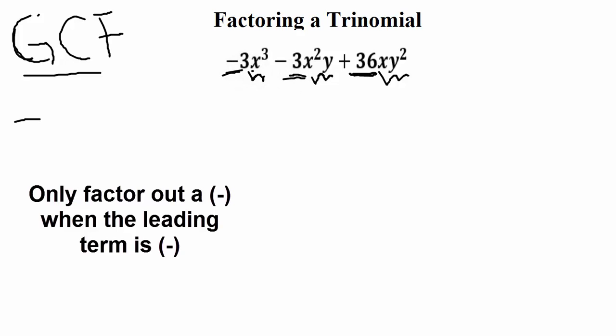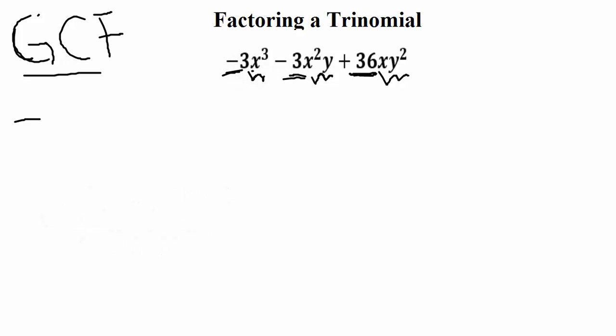3, and 36. Looking at 3, 3, and 36, hopefully this one's a little easy to see that they do have a 3 in common. 3 definitely goes into 3, and 3 definitely goes into 36. So we do have a 3 in common, so we can go ahead and tack that onto our greatest common factor. So far we're pulling out a negative and a common factor of a 3.